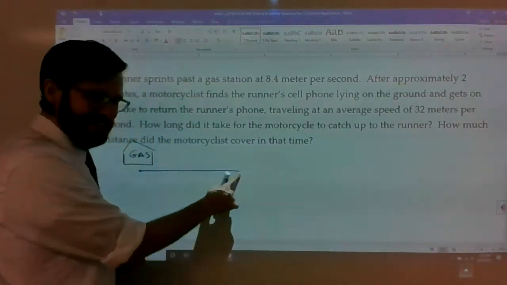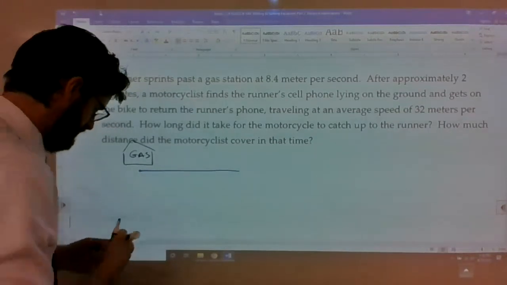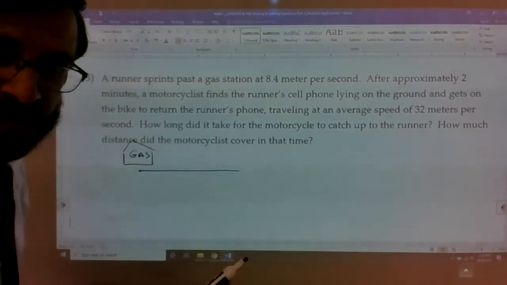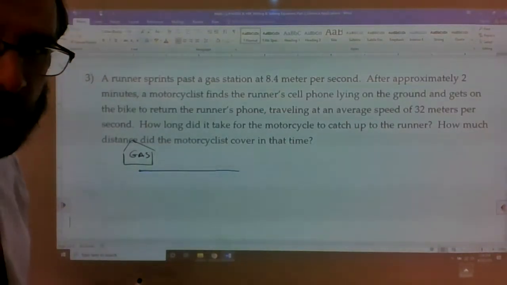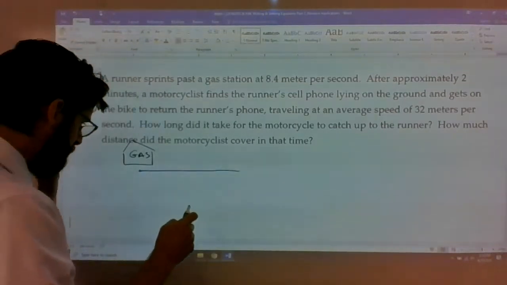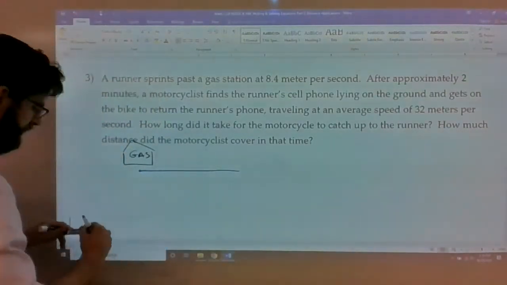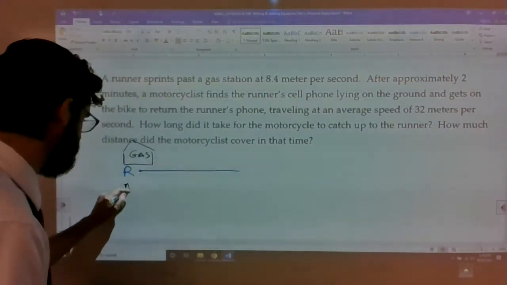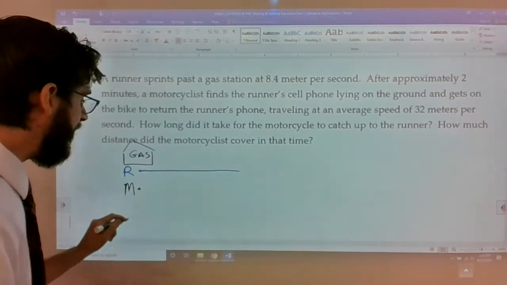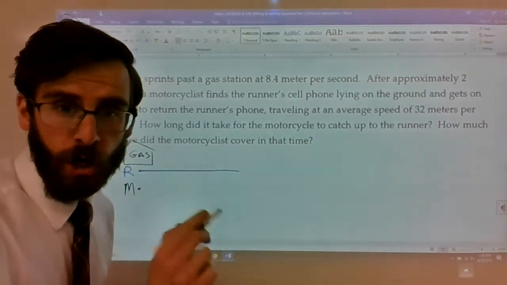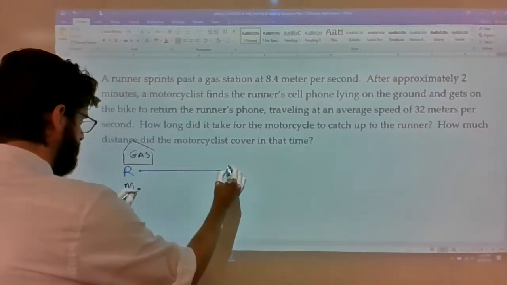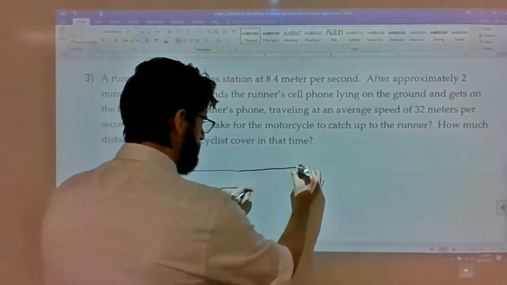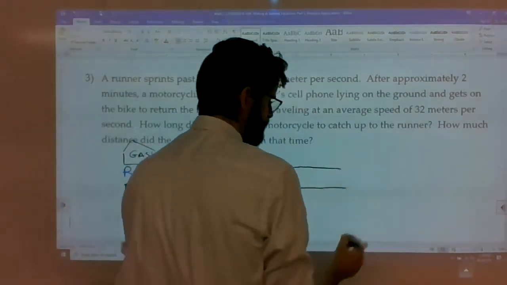At that point, let's say 2 minutes later has happened. This is the point at which the motorcyclist finds the phone and says, hey, I need to get that phone into the right person's possession. So the motorcyclist starts here. So here's the runner. Here's the motorcyclist. And the motorcyclist is going, but the runner is also moving as well. So it's sort of like, we're starting now, and the motorcyclist is catching up, and that's when they meet.